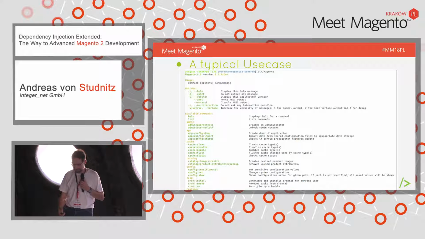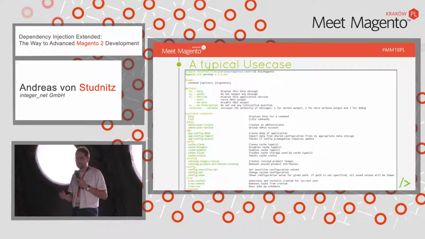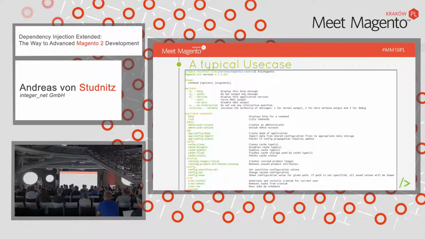We just add our cron command or a custom command to that list by adding a DI.XML in our module and implementing a command class. And it's nothing more, but it uses the arguments syntax of the dependency injection quite well.